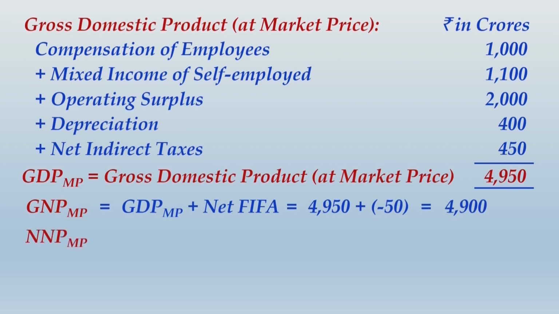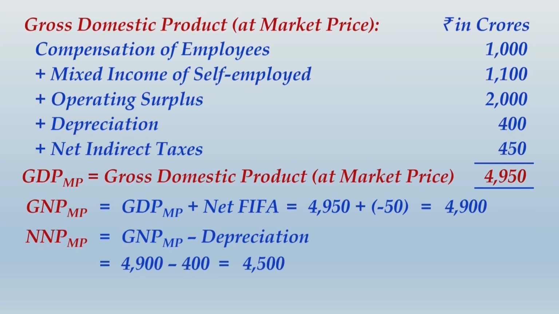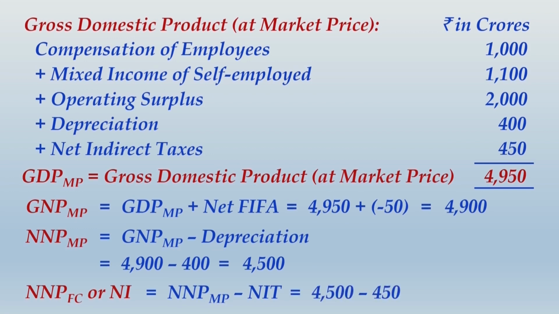Net national product at market price will be GNP at market price minus depreciation, that will be 4900 minus 400, that will be 4500 crores. And NNP at factor cost, or national income, will be NNP at market price minus net indirect tax, so it will be 4500 minus 450, and that will give you 4050 crores.